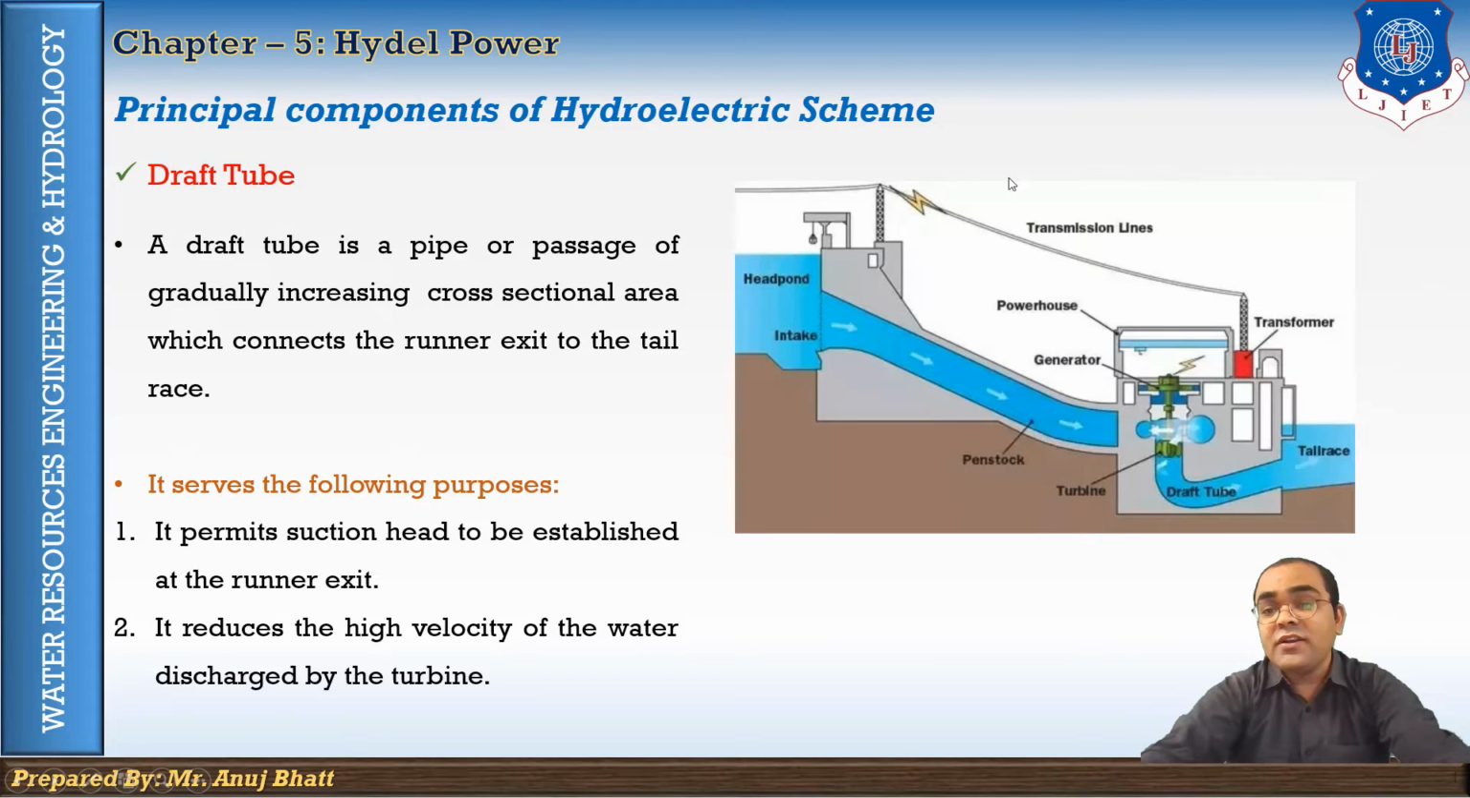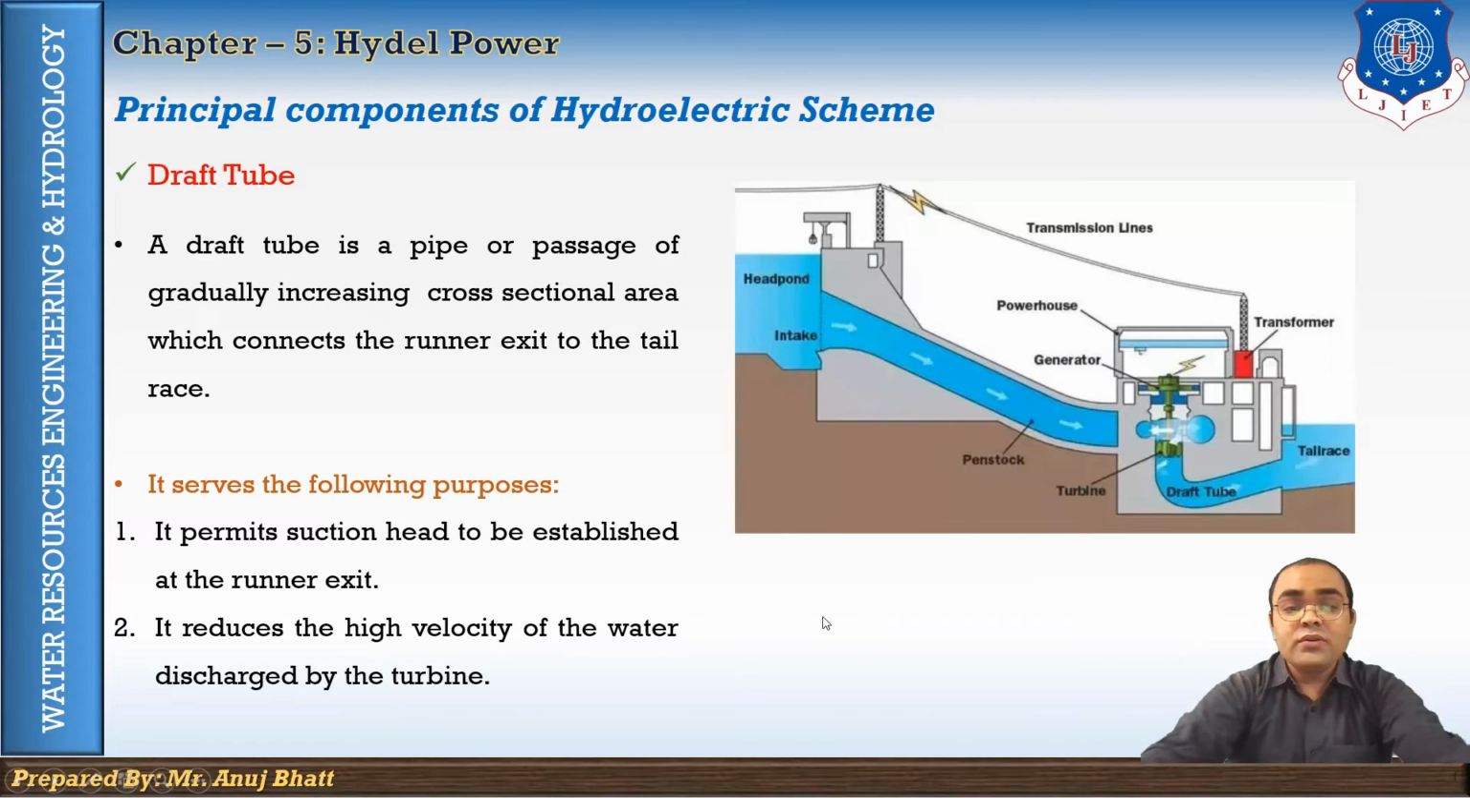In this figure, you can see all the components of a hydro power plant. Here we have the draft tube, and with that, here we have the turbine. This is the penstock. We can provide a surge tank over here.